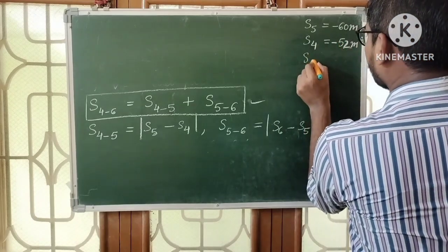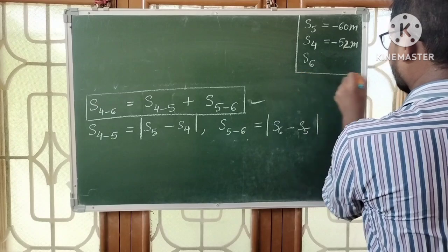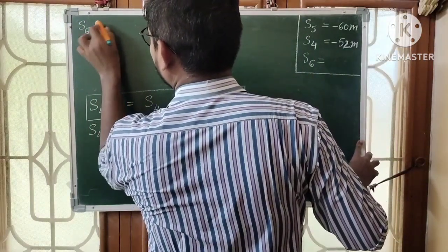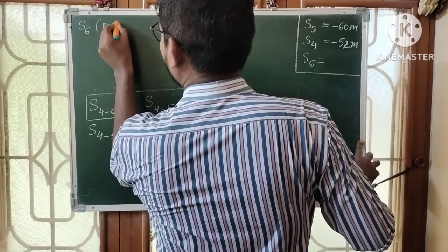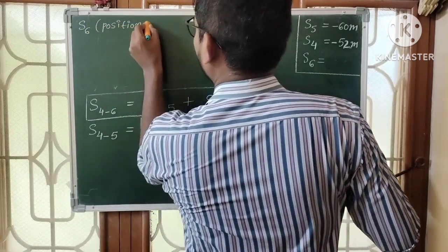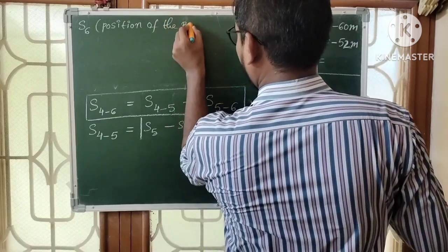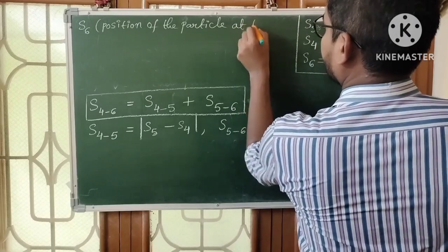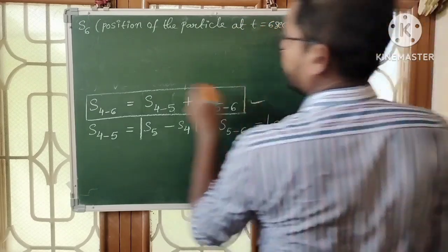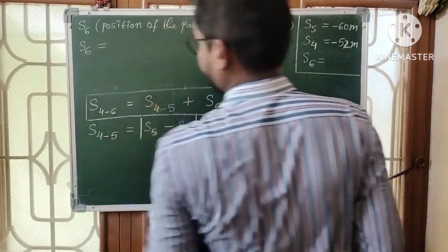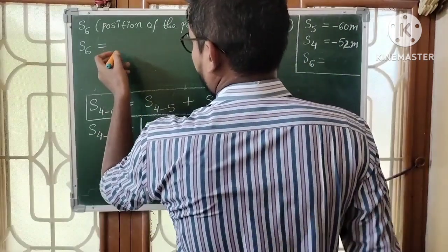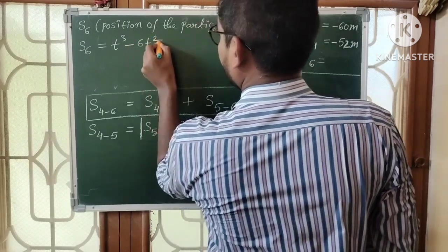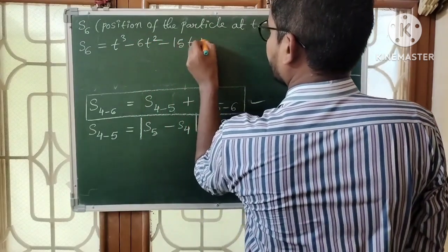Next we need S6. Let us calculate S6. Here S6 means the position of the particle at t is equal to 6 seconds. So S6 is equal to the same expression: t cube minus 6t square minus 15t plus 40.